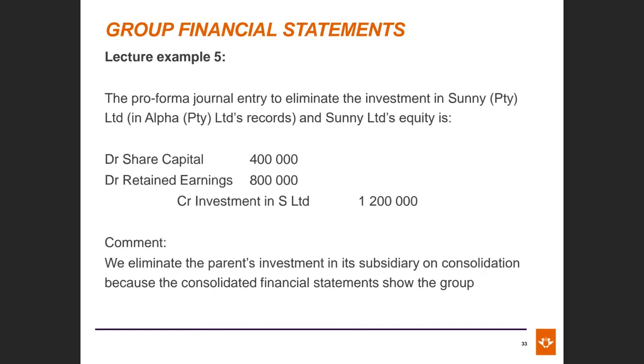We eliminate the parent's investment in its subsidiary on consolidation because the consolidated financial statements show the group. So in the consolidated financial statements, we're showing both Alpha and Sunny. But if we're showing both Alpha and Sunny, we cannot have an investment in Sunny in the consolidated financial statements, which is why we do the pro forma journal entries here. So that is the pro forma journal entry that we use to eliminate the parent's investment in its subsidiary on consolidation, because the consolidated financial statements show the group.